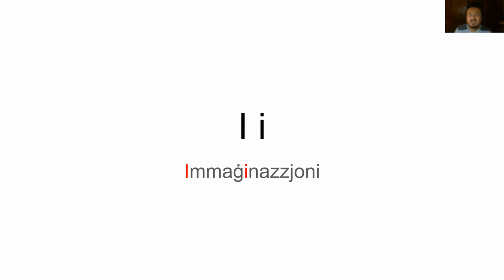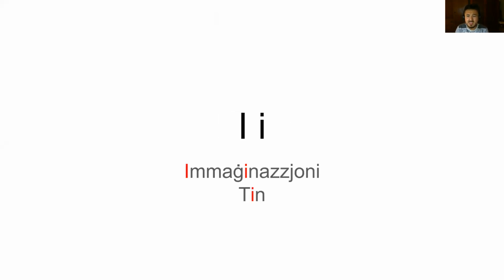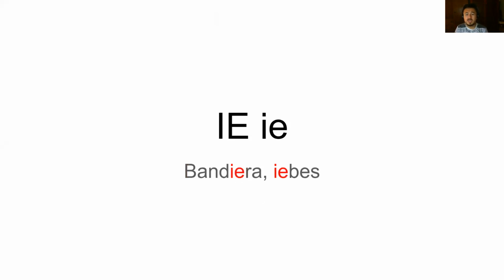Then you have the word teen. First you have the short I, immaginazzjoni. Then you have the longer E with a Y sound: teen, tina, fig. Then there is the ie, bandiera. Just like you would not say tin, but teen, you would say bandiera, not bandira. So you see this difference? Bandiera, which means flag, by the way. Then there is the word ebes, which means hard. Dan l-eżami kien ebes. This exam was hard.